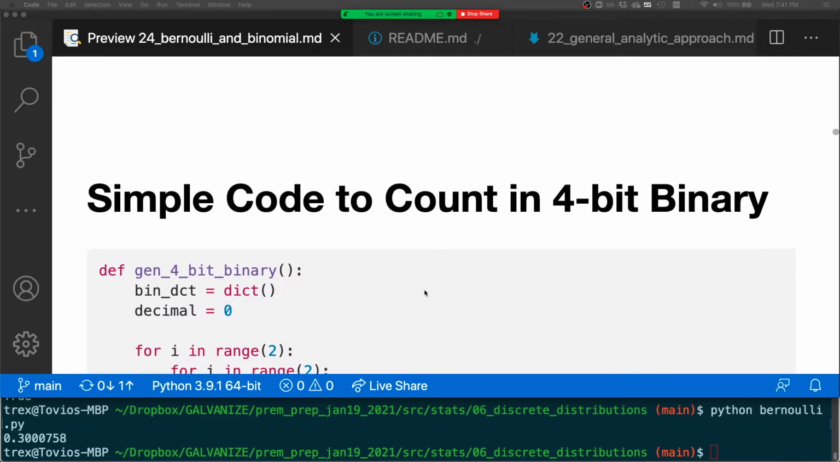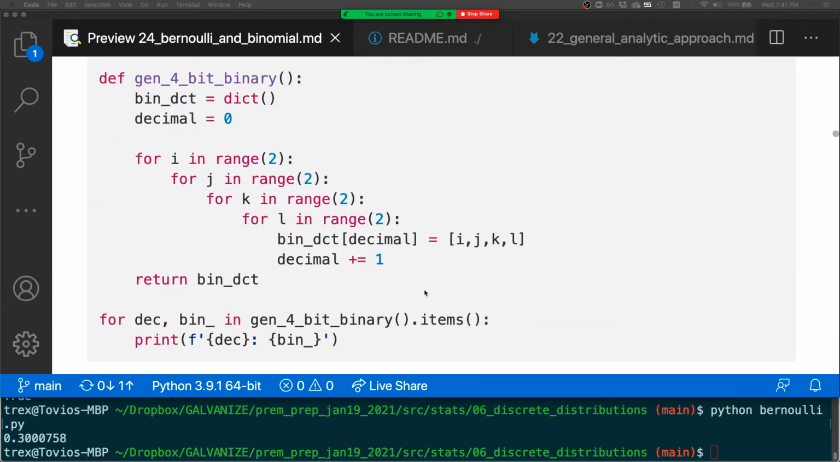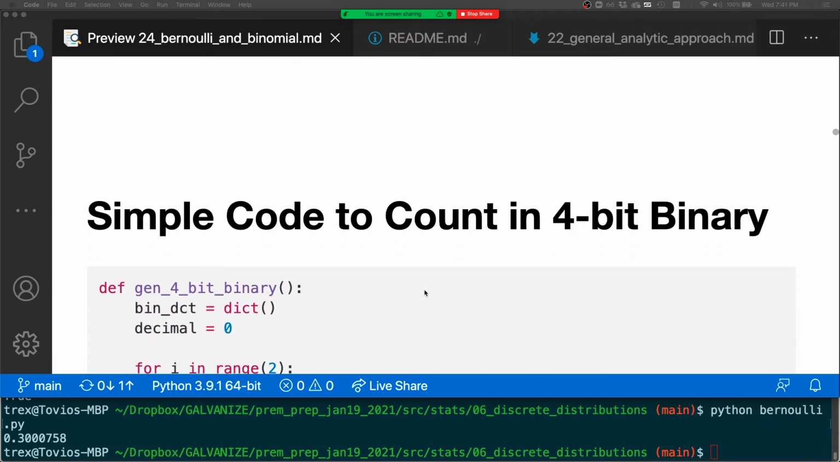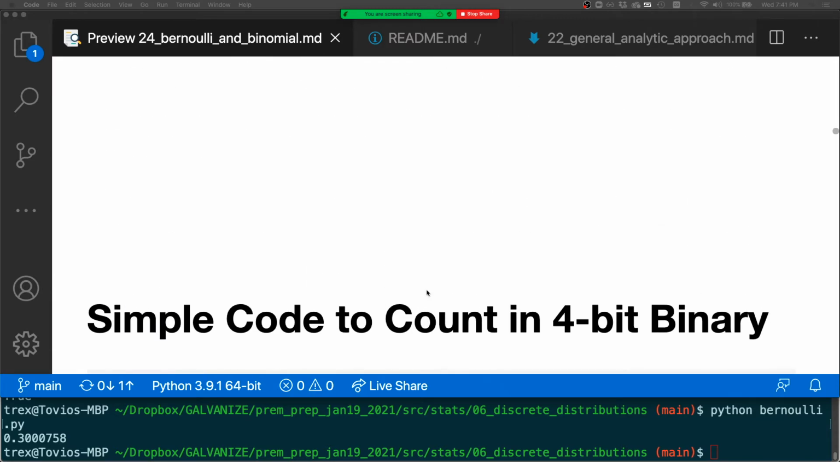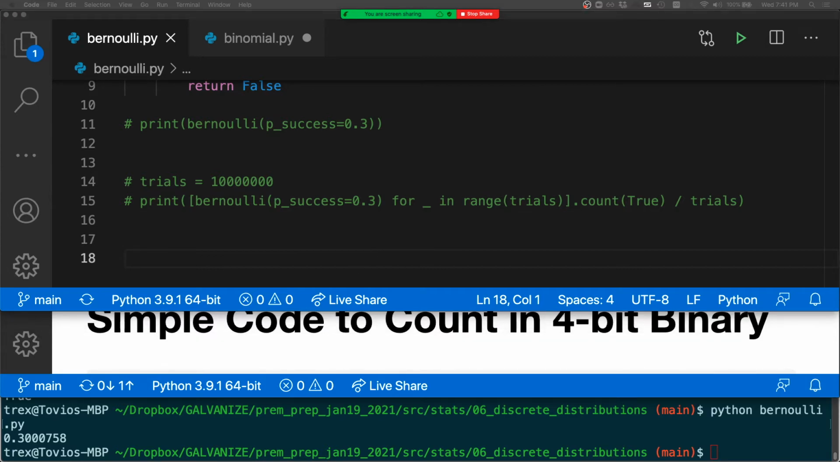Okay. So I'm going to go ahead and code this out just so we can see it, because I'm going to be packing in a dictionary with this. Let's code a binary counter for 4-bit binary. And this is pretty easy. It looks a lot like what we've been doing at various times, and I'll do this in binomial.